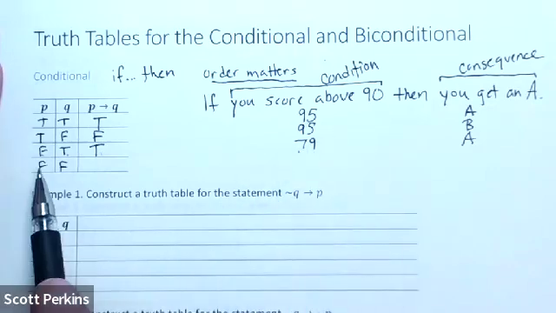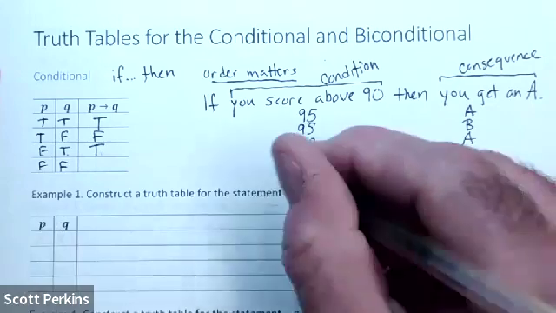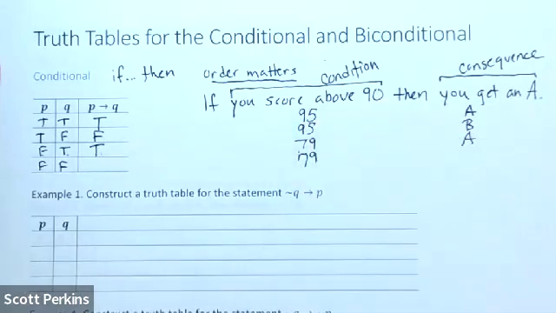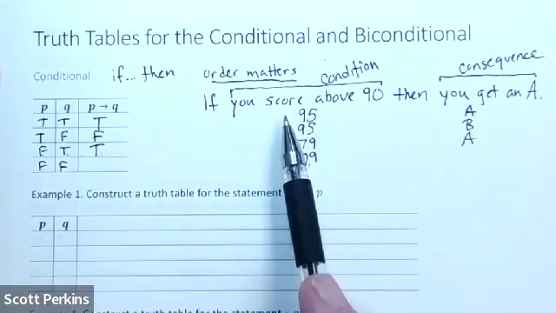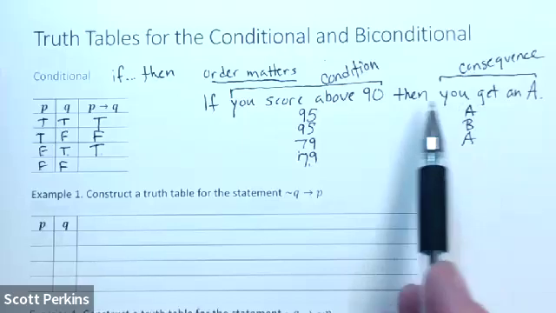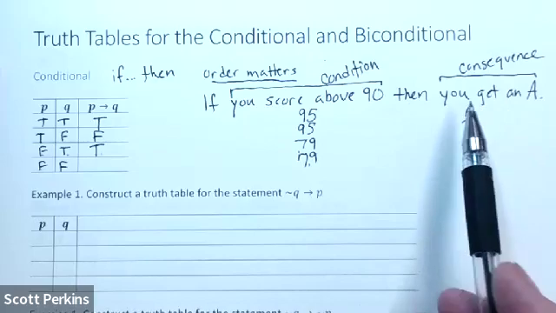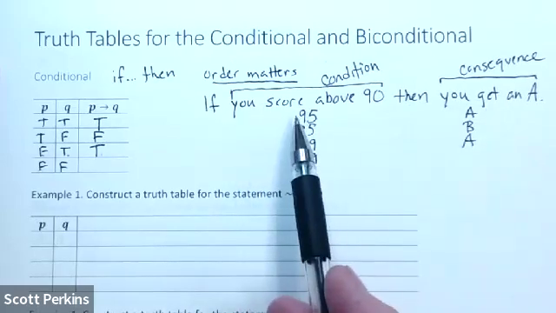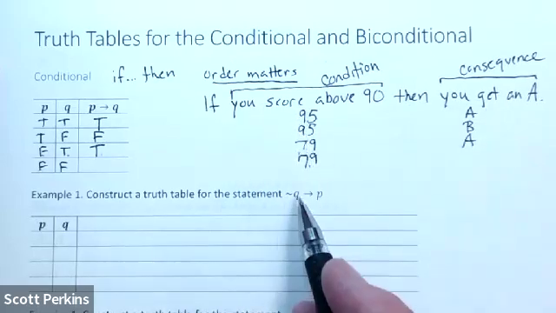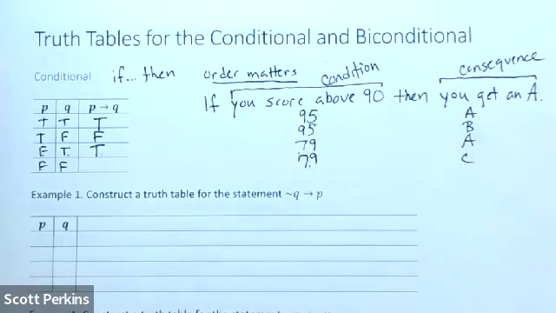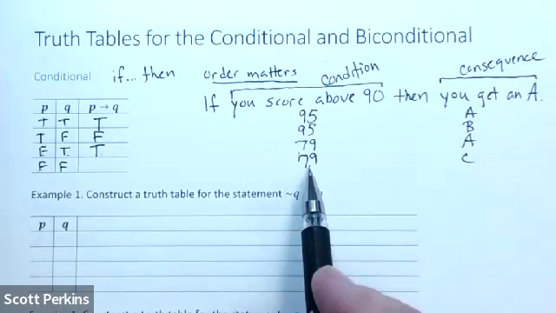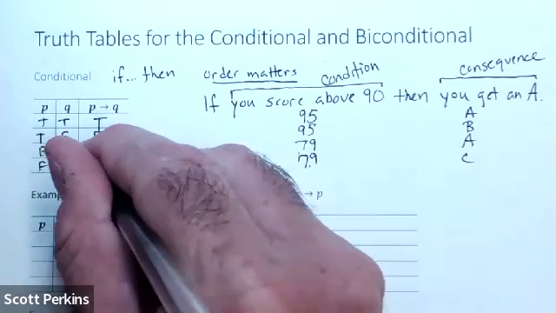And so that applies to the last one. False. Okay, you got a 79. Again, since you got a 79, it doesn't matter what the consequence is according to this statement because you can get an A, you don't have to get an A. This statement doesn't deliver the result. So if you got a 79 and you got a C, that's fine. Okay, it doesn't matter again because you didn't meet the condition. So that's going to be a true statement as well.